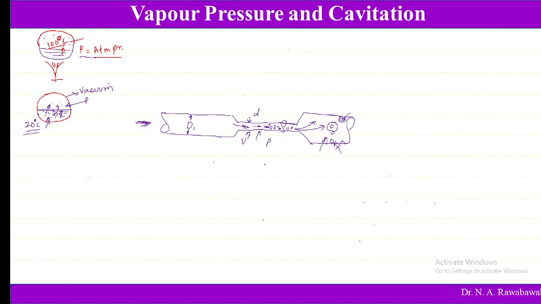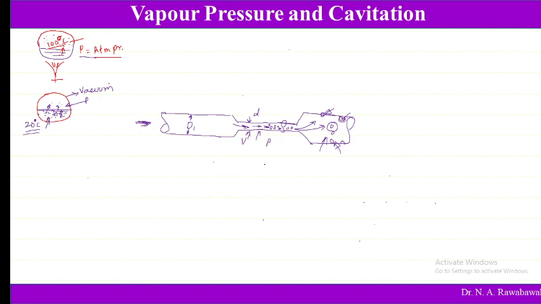So the cavitation process is nothing but the very high pressure developed by the collapsing of bubbles, so that the material from the adjoining boundaries gets eroded and cavities are formed, and that process of forming these cavities is known as cavitation.